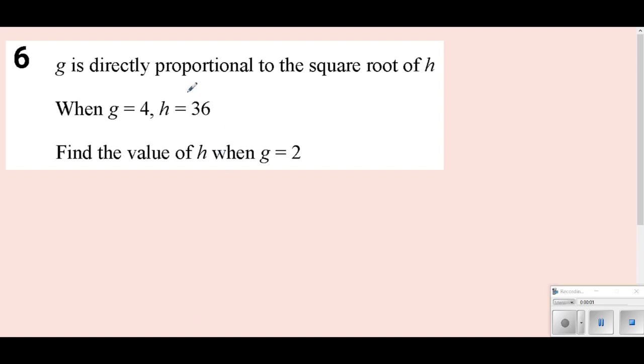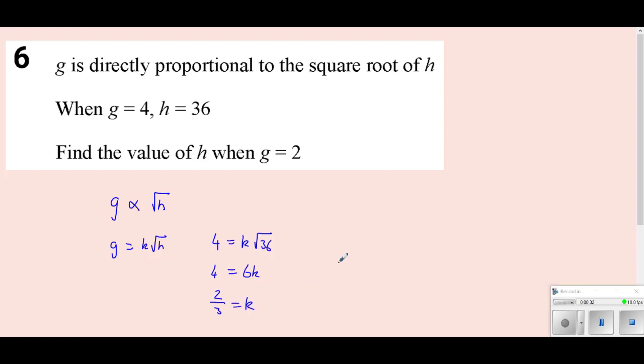So question 6, G is directly proportional to the square root of H. When G equals 4, H equals 36, so find the value of H when G equals 2. So we'll set up our proportion equation. G is proportional to root H, so we can rewrite that as G equals K root H. Substitute the values from the question, so 4 equals K root 36, square root of 36, so 4 equals 6K. Divide through by 6, so 2/3 equals K.